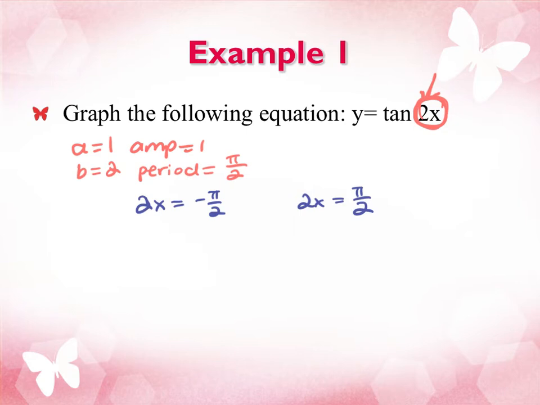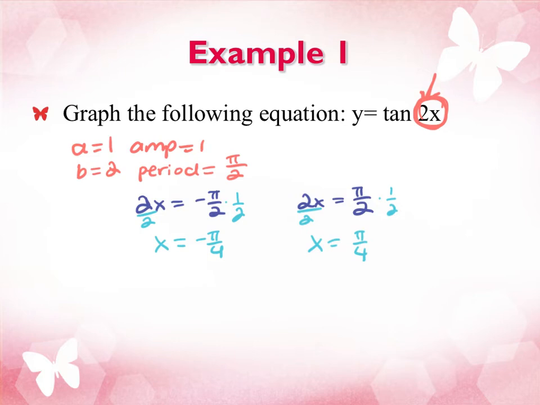Negative pi over 2, positive pi over 2. Now we're going to solve for x. So we're going to divide both sides by 2, which is the same as multiplying by a half. X equals negative pi over 4. Multiply by a half. X equals positive pi over 4.